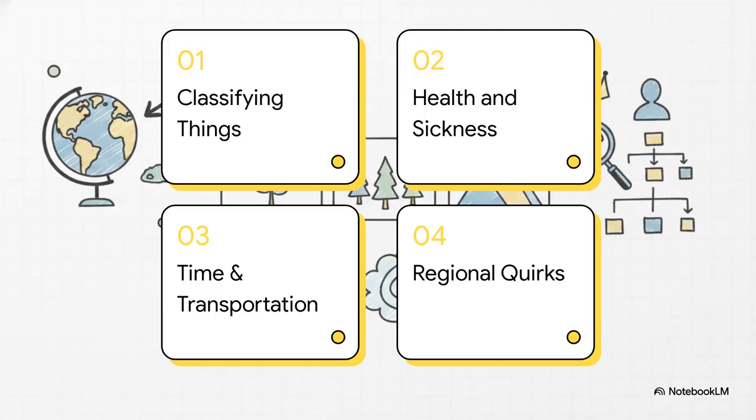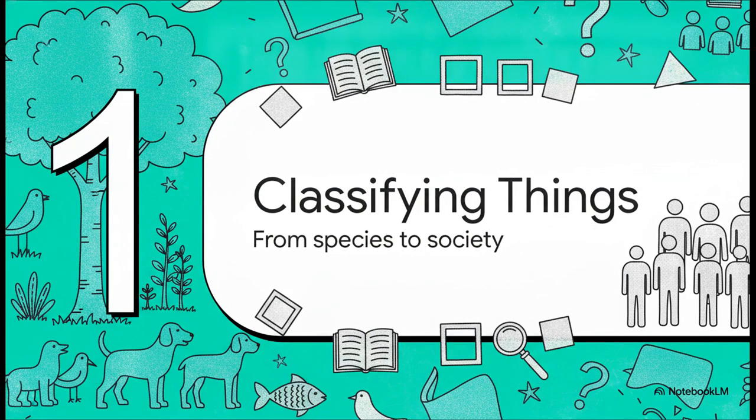Here's our roadmap for conquering these confusing rules today. First up, classifying things and people. Second, health, sickness, and articles. Third, time and transportation idioms. And finally, we'll wrap up with regional quirks and exceptions. So, Section 1: classifying things and people, moving from species all the way to society.